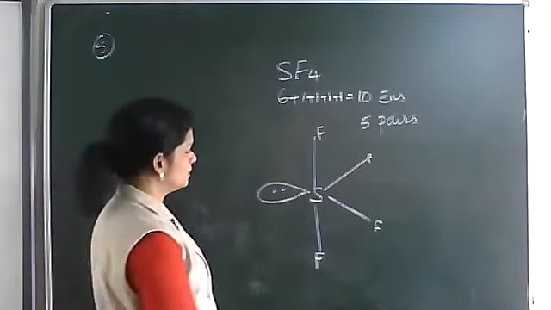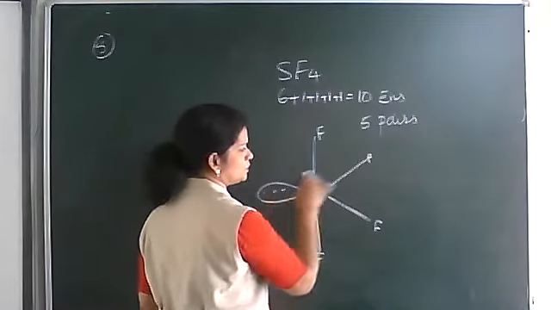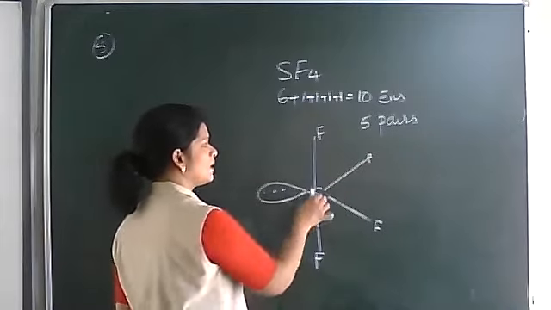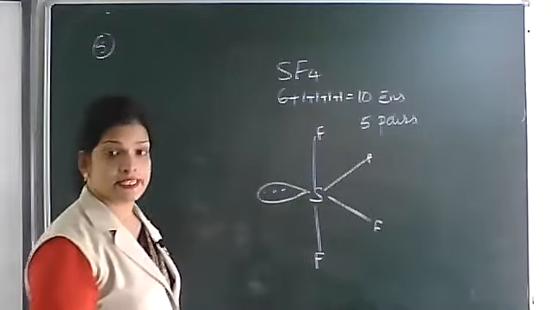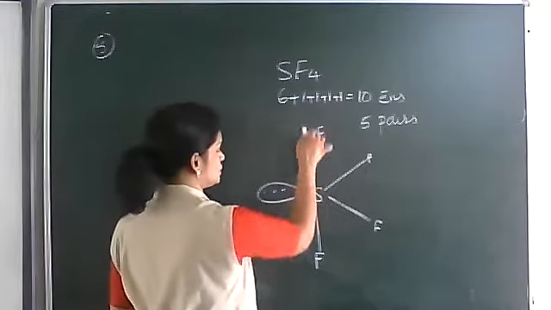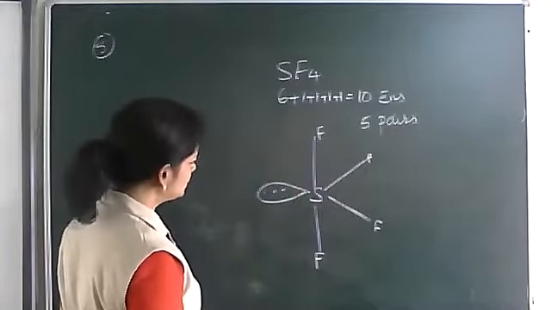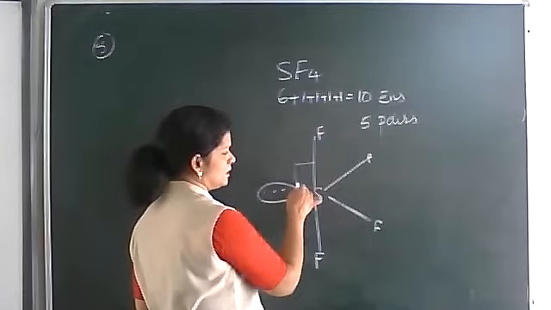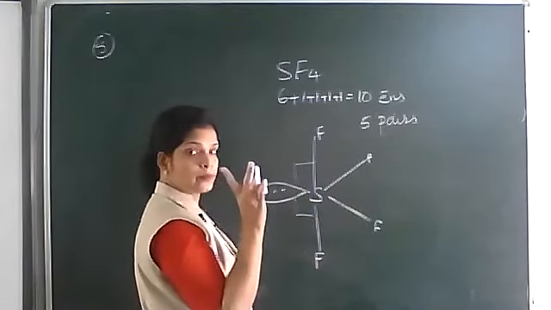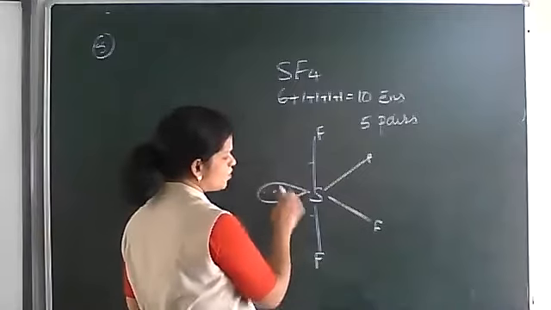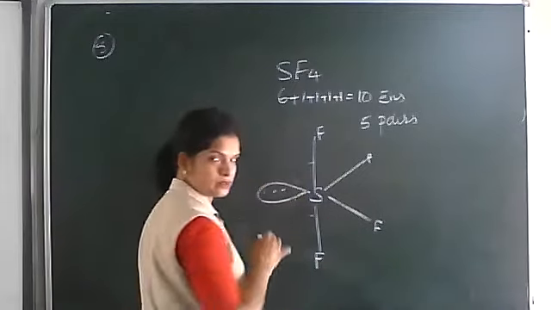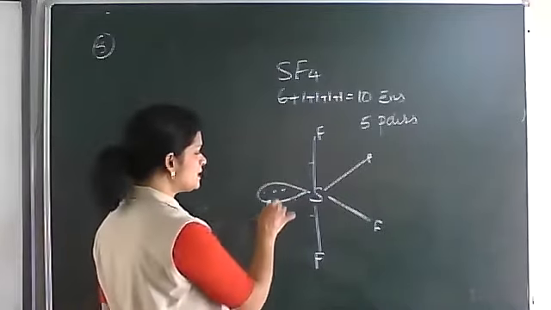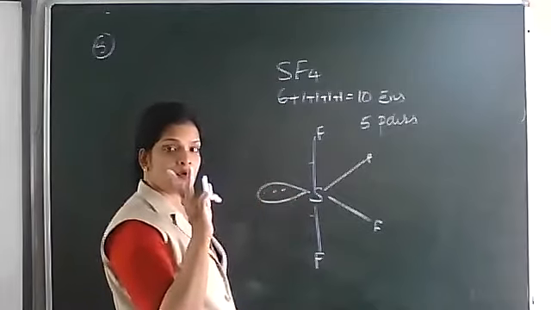For the lone pair, these positions are called equatorial positions, while these two positions are called axial positions. So, if you keep it on the equatorial position, there are only two repulsions, that is 90° repulsions. 120° is not a repulsion, but 90° is a repulsion. So if you keep this on the equatorial position, you have only two repulsions.